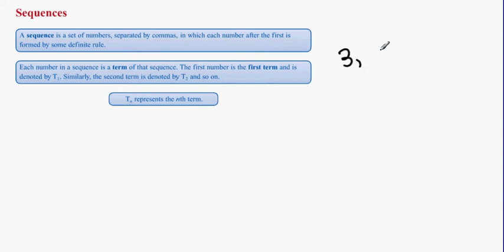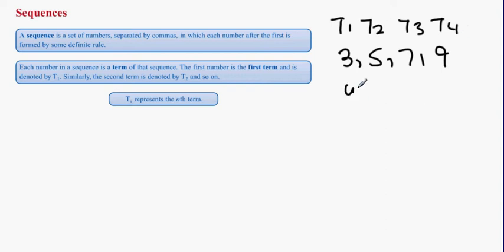So for example, 3, 5, 7, and so on, we can see it's gone up in twos. T1 is the number 3, T2 is 5, T3 is 7, T4 is 9. Okay, these are the terms of the sequence. You can also use U1, U2, U3 and U4. U is also allowed to be used.